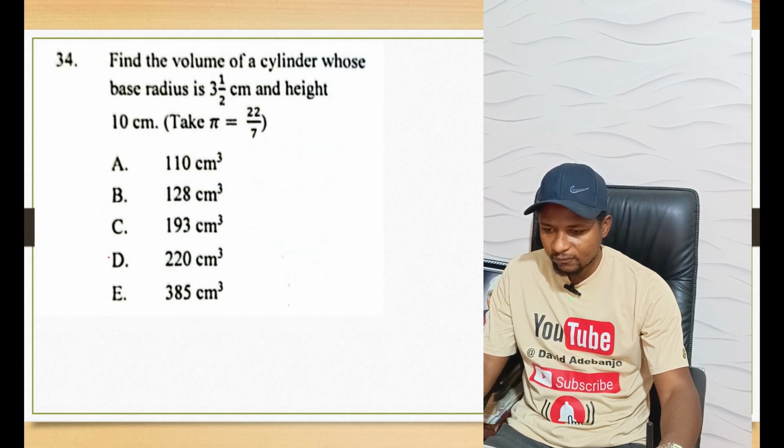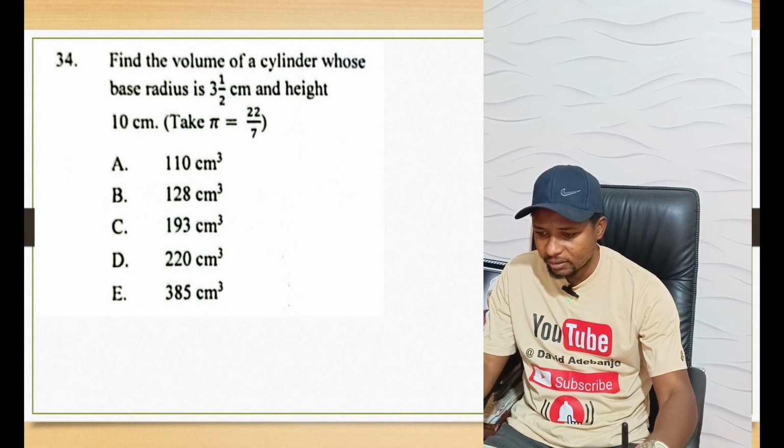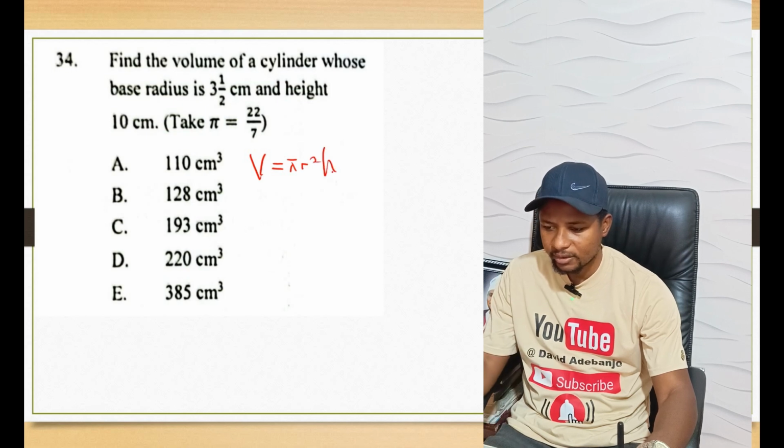Moving on to 34. The question says, find the volume of a cylinder. The volume of a cylinder is pi r squared h, which is the base area, which looks like a circle, times the height. The area of a circle is pi r squared, so you don't cram it, you only study and know it. So we have to take pi as 22 over 7.